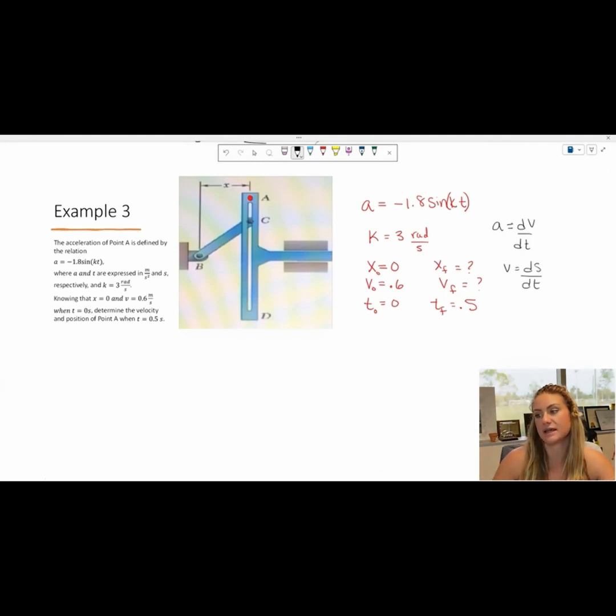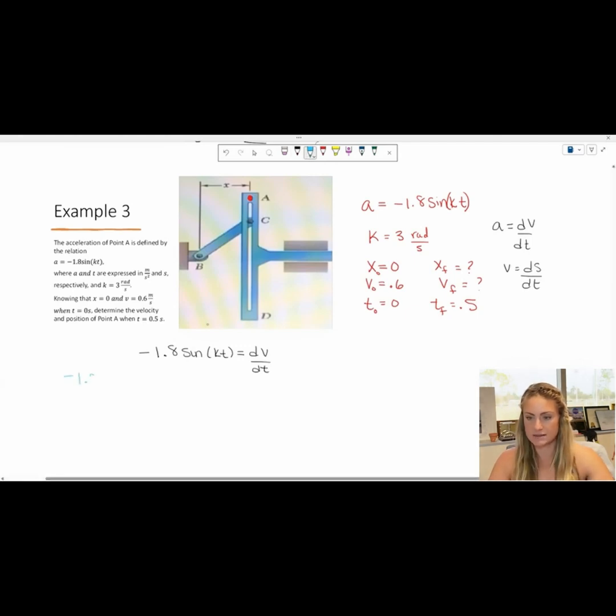Our acceleration is a function of time, so I don't need to manipulate the equation by multiplying the top and the bottom by anything. So I'm just going to say that a, which is negative 1.8 sine kt, is equal to dv dt. My second step is to group like variables. So I have negative 1.8 sine kt dt is equal to dv. Now my third step is going to be to integrate both sides.